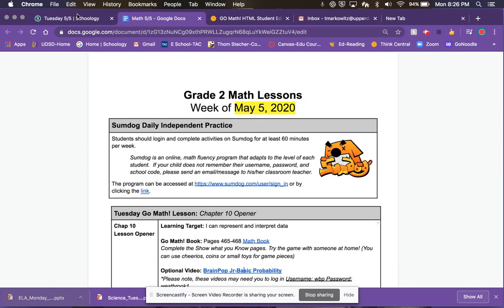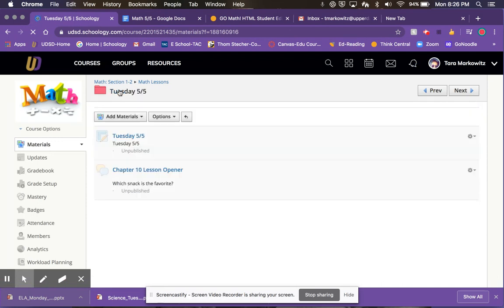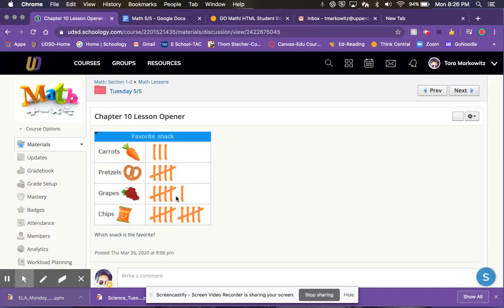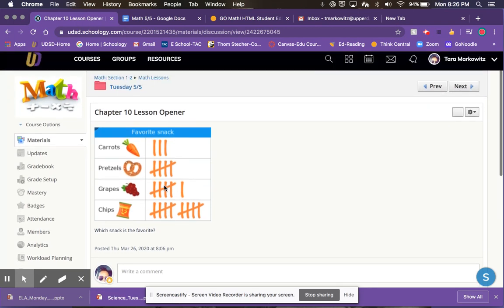And then you need to go back to the discussion question for today. Go back in the Tuesday folder. And using this picture, this graph, answer the question for me. It says which snack is the favorite? Blank is the favorite snack.